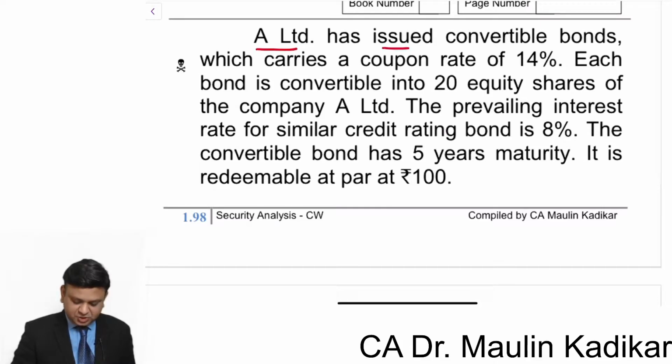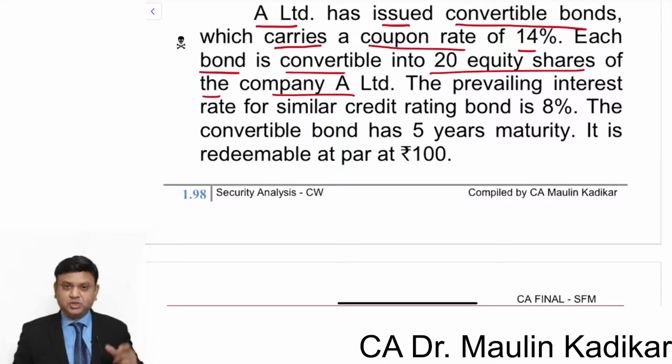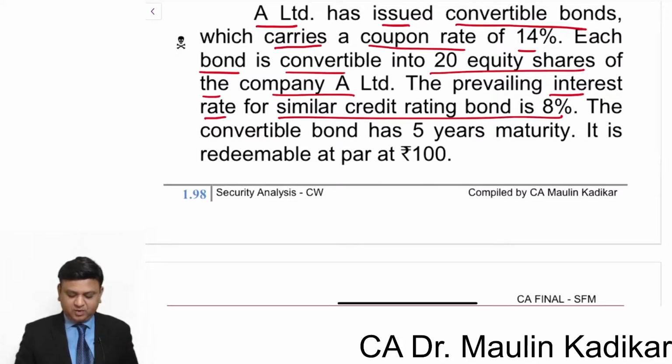A Limited has issued a convertible bond which carries a coupon rate of 14%. Each bond is convertible into 20 equity shares of the company A Limited. So the conversion ratio is given as 20. The prevailing interest rate for a similar credit rating bond is 8%. It means that the investor's required rate of return is 8%.